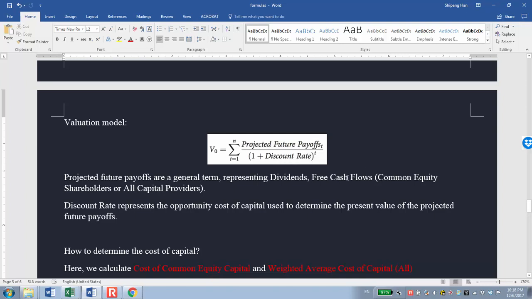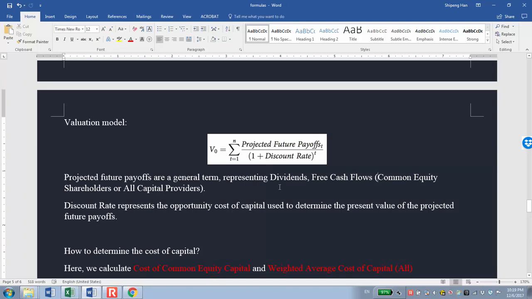Okay, that's what you should learn in the finance class. How to calculate the dividends and free cash flow are in the notes. I'm not going to discuss this part in this video. And also the spreadsheet Excel template will calculate these payoffs for you, depending on the forecast financial statements.